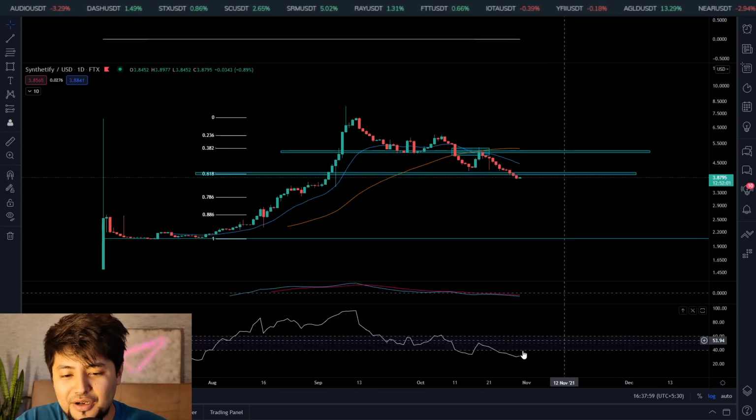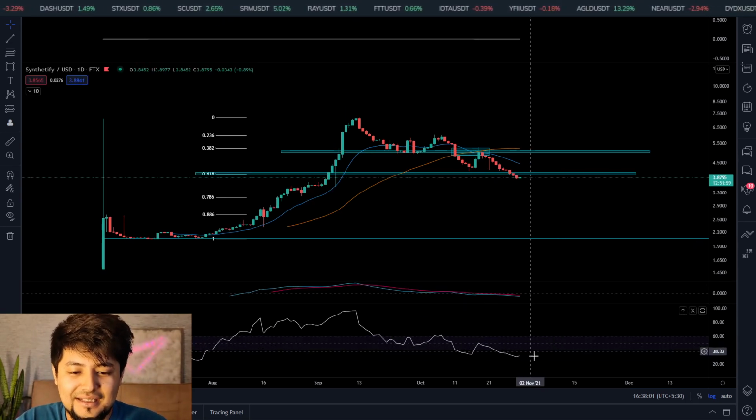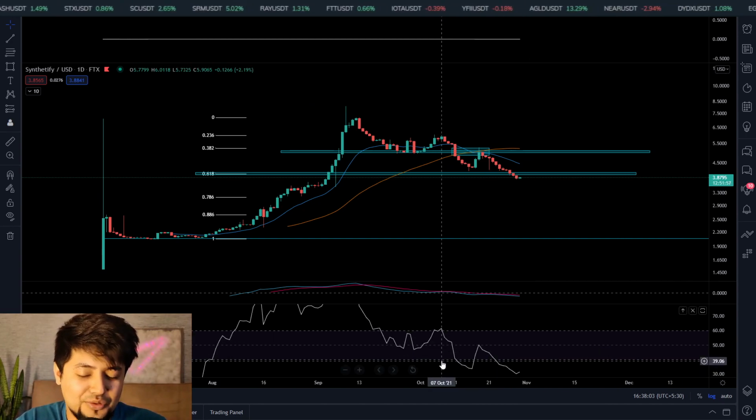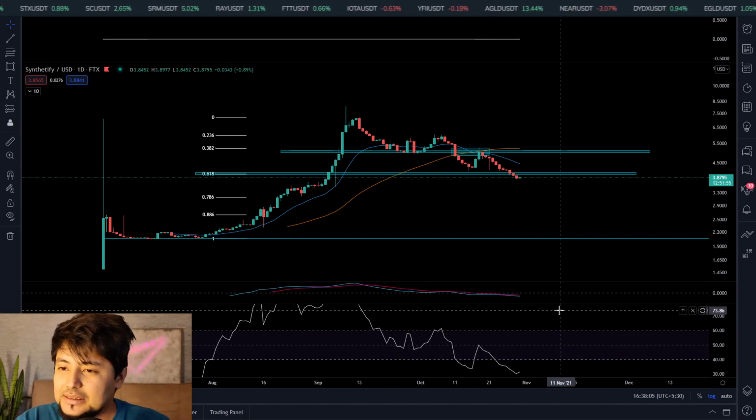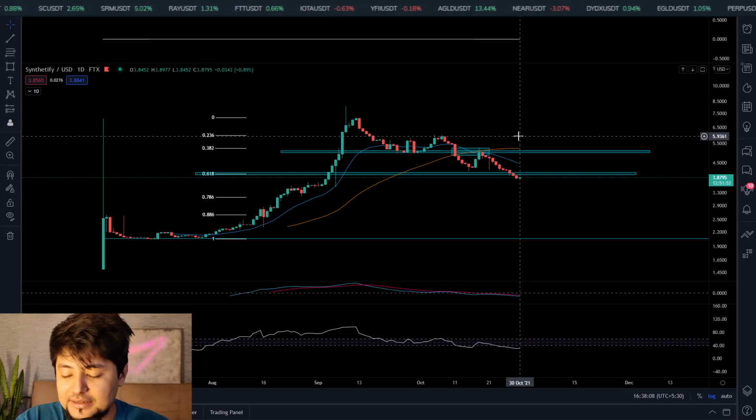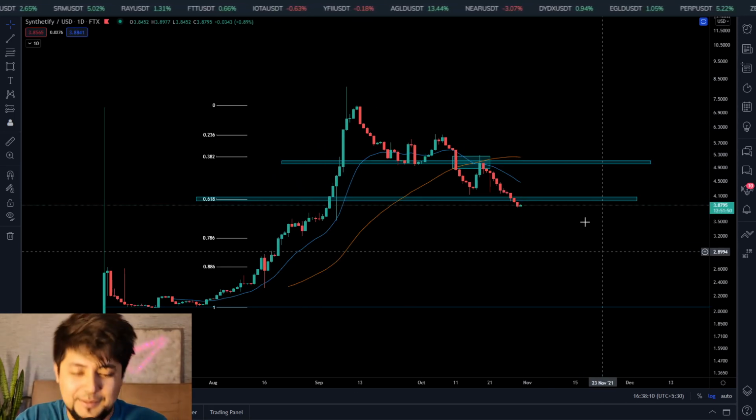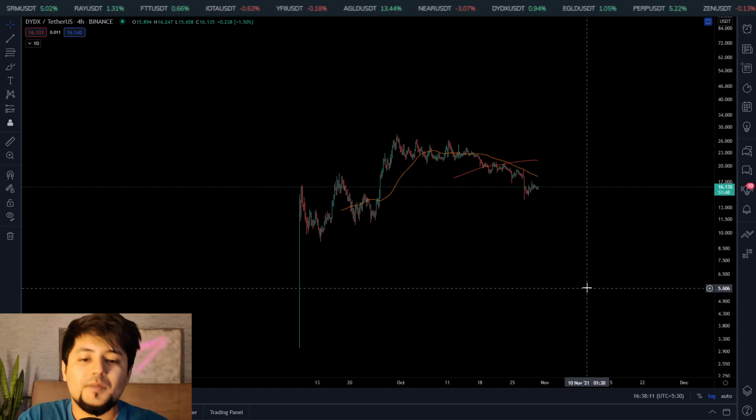RSI at bear control zone. This one needs a retest. A reset right here on these. No bullish divergence as well. No. Not looking nice, guys. Not looking nice. Synthetify needs some time. Essentially, this one needs some time, right?